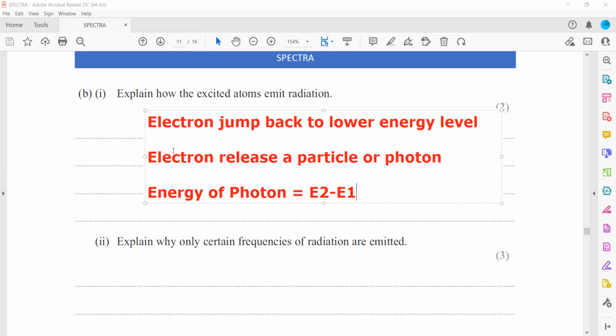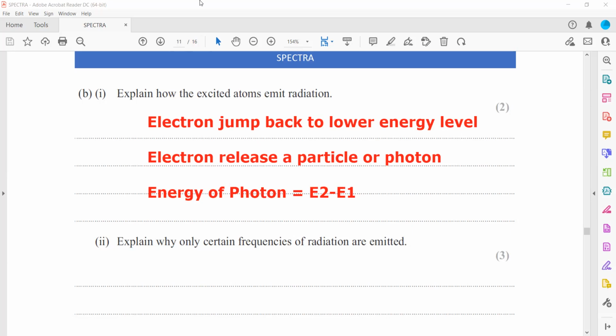is equal to the difference in the energy of the two levels, so E2 minus E1. Explain why only certain frequencies of radiation are emitted. Why not 2 joules, 2.5, 2.3, 2.1, any range of energy? Why is specific energy emitted? The reason is that energy levels are not at all regions. There are specific regions where atoms or electrons exist in a certain energy level. So only certain energy changes are possible, not all energy changes.